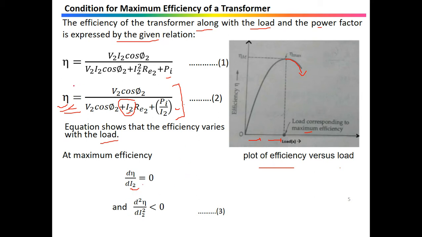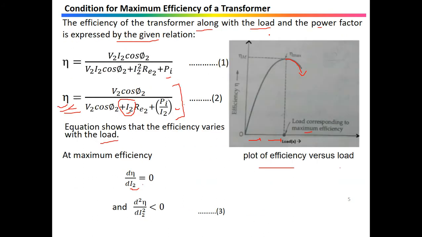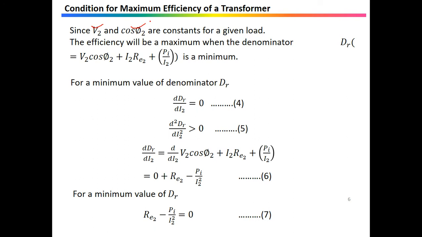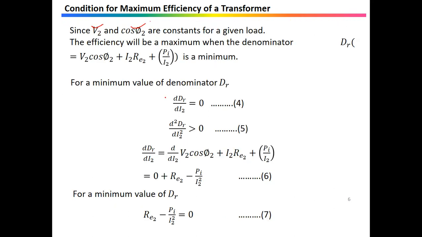So we will differentiate equation number 2 with respect to I2, and since V2 and cos phi 2 are constant for a given load, both these values are constant. That means this factor is constant. So ultimately the efficiency will be maximum whenever this denominator term is minimum. For this denominator term we need a minimum, and it will give us maximum efficiency. So again with the mathematics, if this is the denominator value, when will it be minimum?